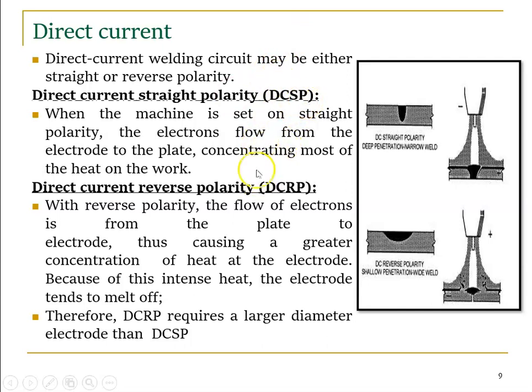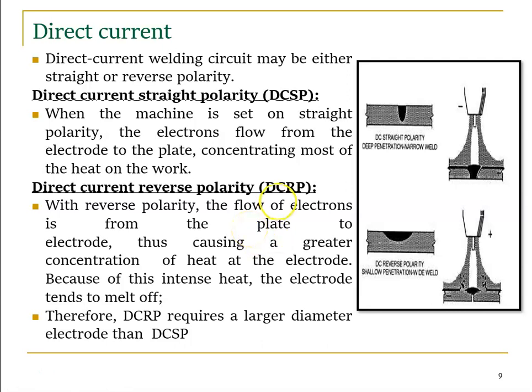The only difference between DCSP and DCRP is the electron flow. If the electrons flow from the electrode to the workpiece, then we say DCSP. If the electrons flow from the workpiece to the electrode, then we say it's DCRP. In reverse polarity, electrons flow from the plate, in the sense the workpiece, to the electrode. In straight polarity, electrons reach the workpiece, so the temperature rises more in the workpiece. But in reverse polarity, electrons reach the electrode, so the electrode gets more heat.